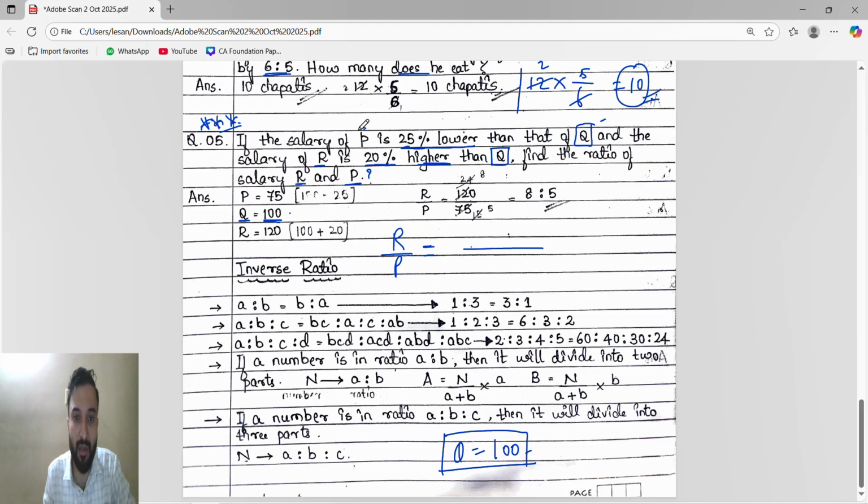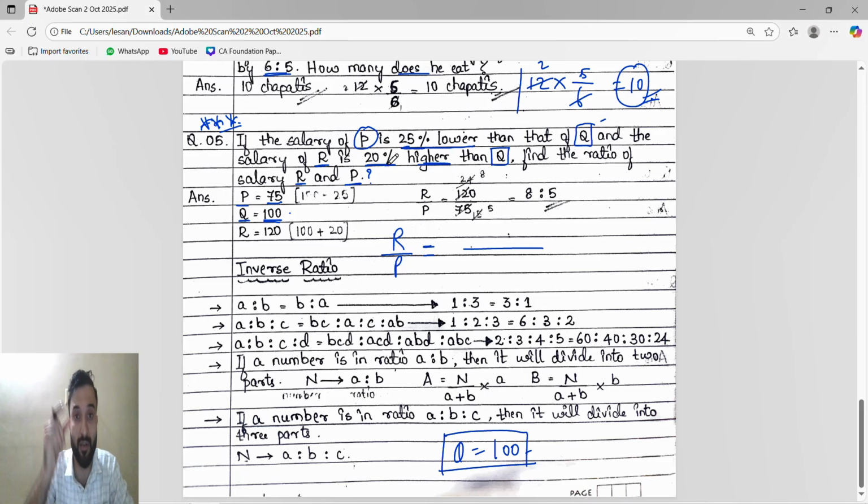Now, salary of P is what? P is 25% lower than Q. So Q is 100, 25% lower means minus 25. So P will become 75%. 100 minus 25, 75%.